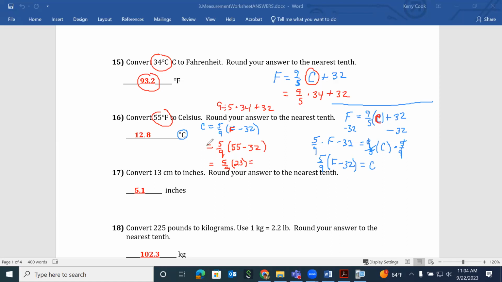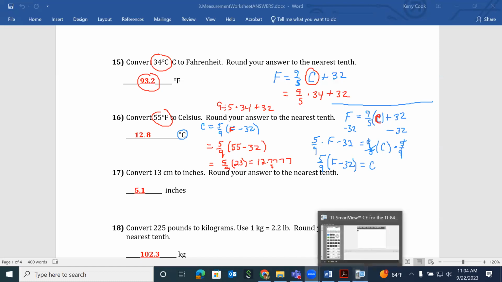Which actually, sorry to say, rounds to 12.777777, and it would round to 12.8. Now I'm going to bring up my calculator because I want to show you that you don't have to go in steps on this.